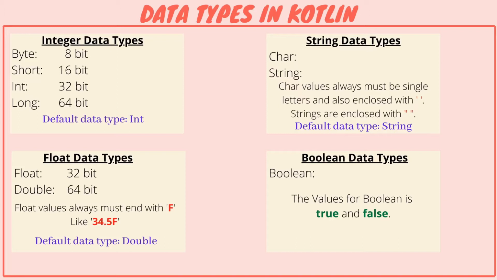And the boolean data type just has two values, true or false. Make sure the T is not capital and the F is not capital.